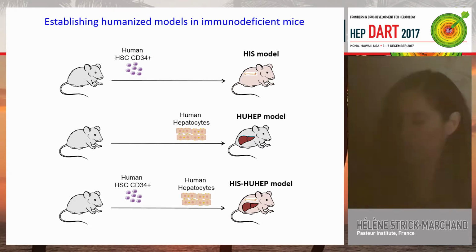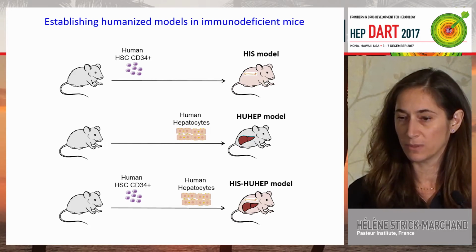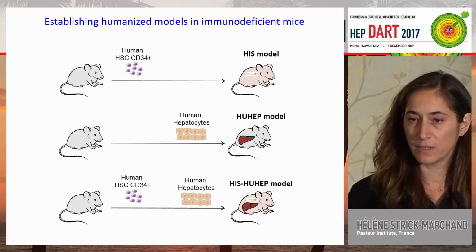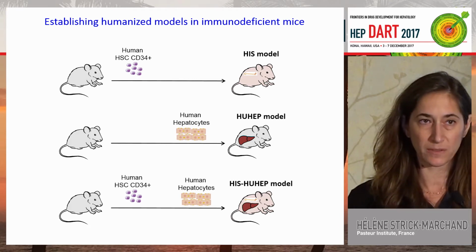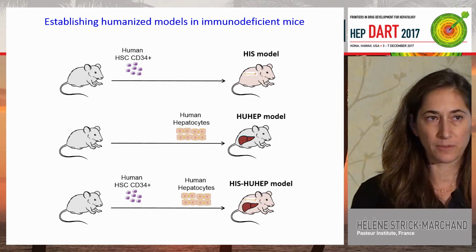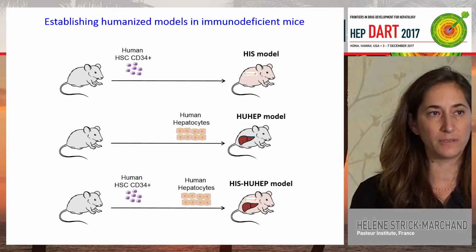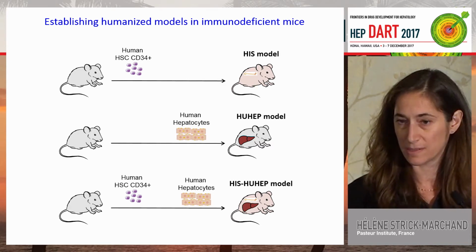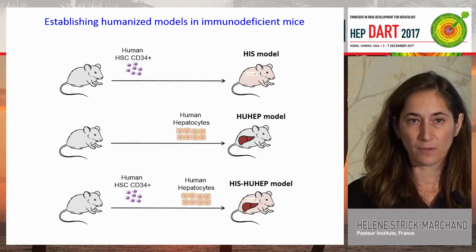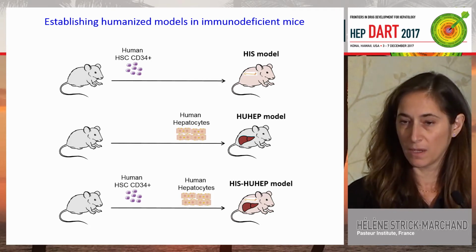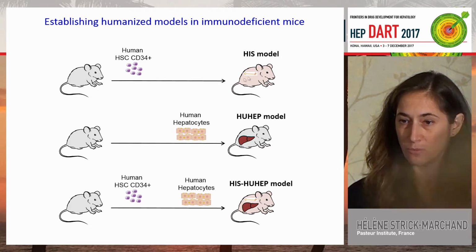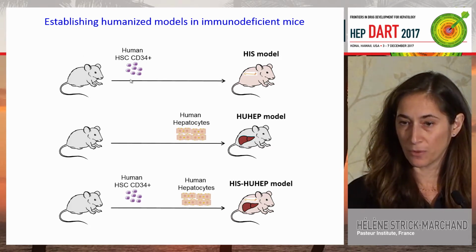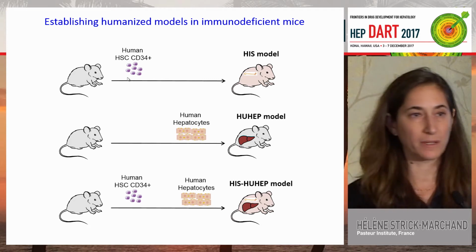So these are essentially the three models that we developed in the lab. All of these animals are immunodeficient. They're RAG2, IL-2 receptor gamma C knockouts, meaning that they have no T, no B, and no NK lymphocytes. So in these animals, you can graft cells of human origin. The first model is what we call the HIS model, for humanized immune system. We take the animals at birth and we inject them with human hematopoietic stem cells.